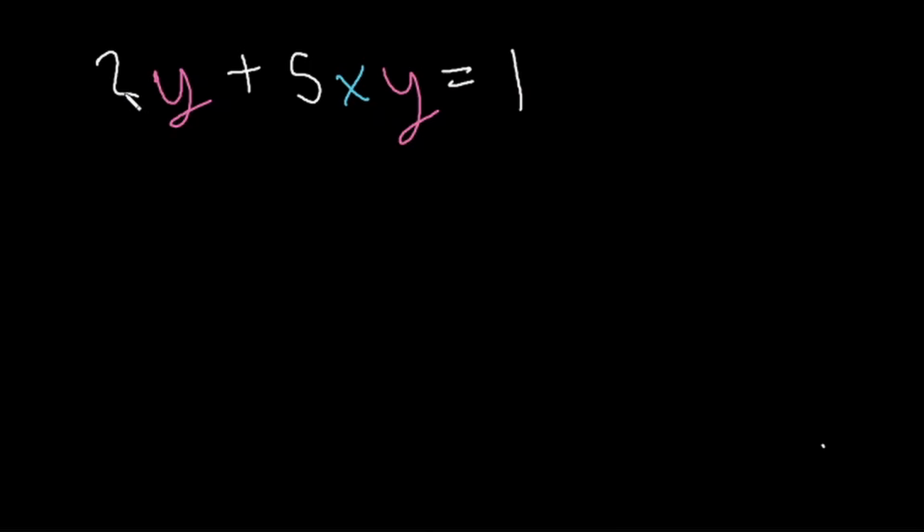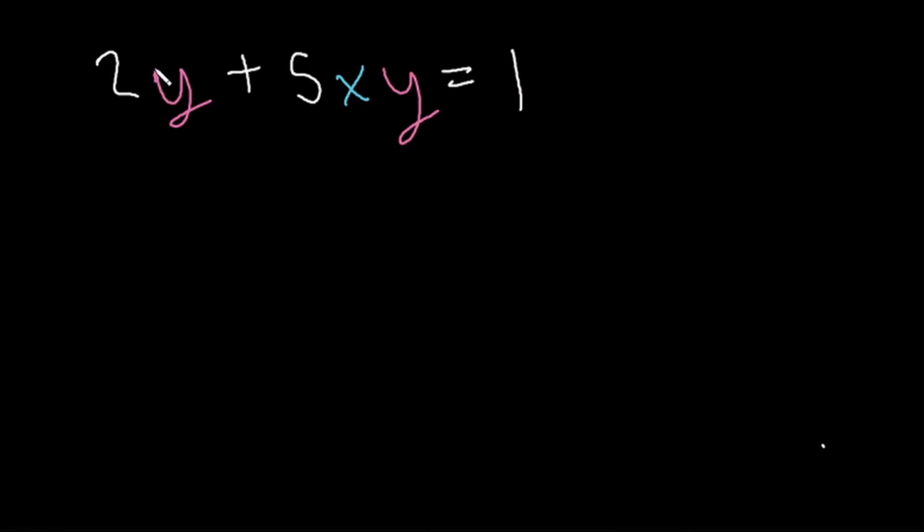Let's look at an example where we have two variables. Here we have 2y plus 5xy is equal to 1. When you have two variables, your answer will not be a constant, and you will be rewriting one variable in terms of the other. So let's solve for y.